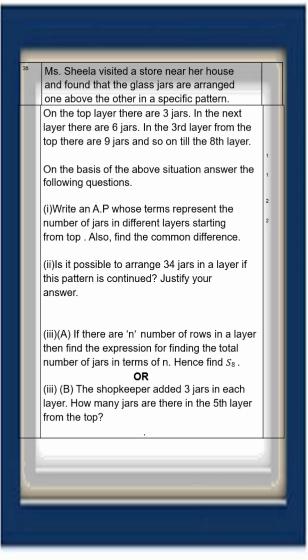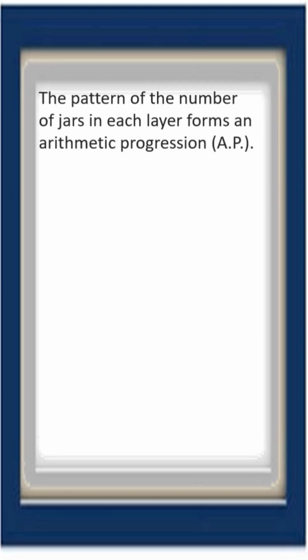Third, B. The shopkeeper added 3 jars in each layer. How many jars are there in the 5th layer from the top? Now let us solve the first one. The pattern of the number of jars in each layer forms an arithmetic progression.